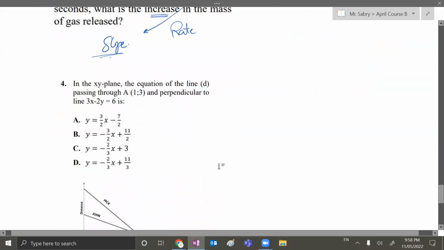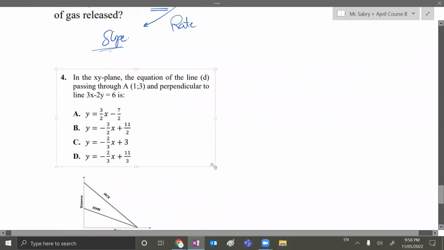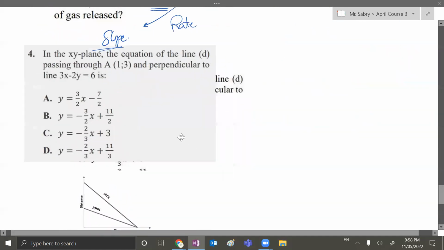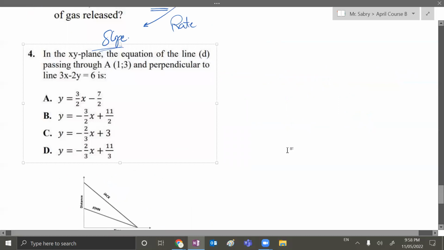We got various answers in this one. I hope that whoever got it wrong by now understands the reason why and how to get the correct answer.